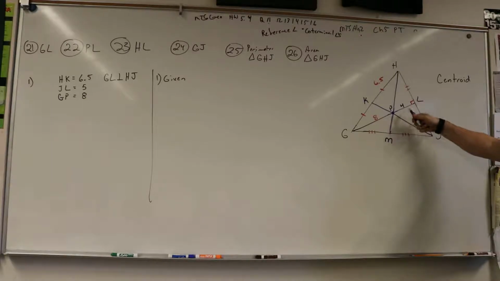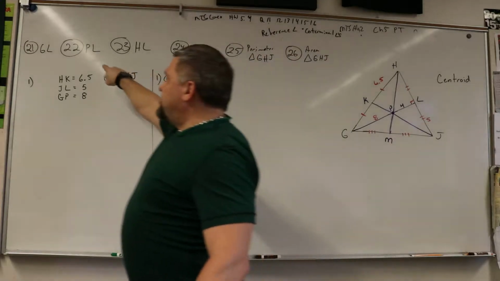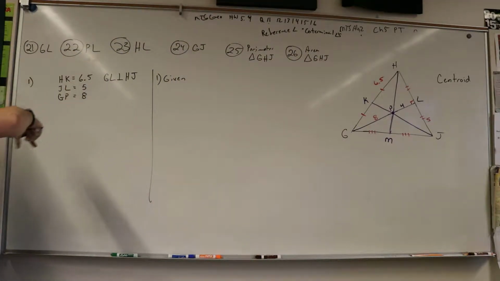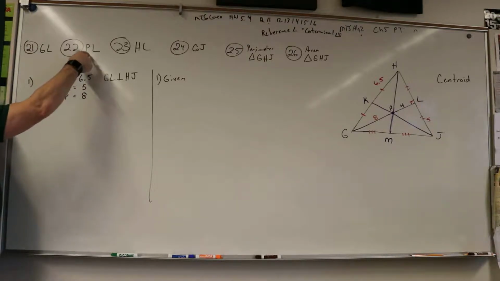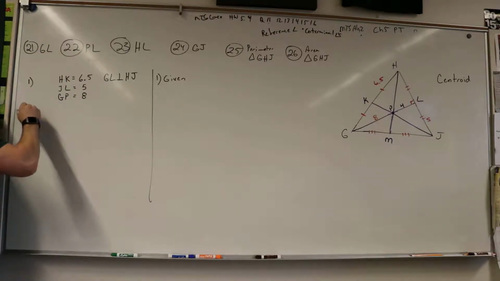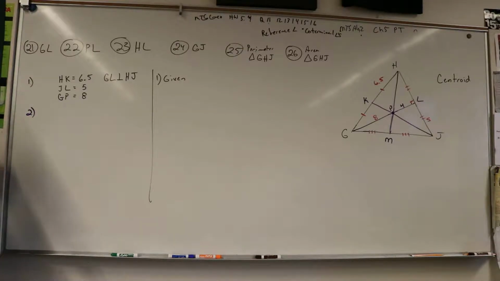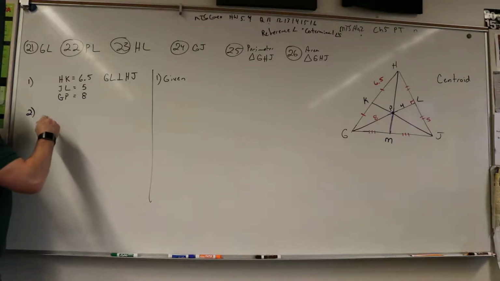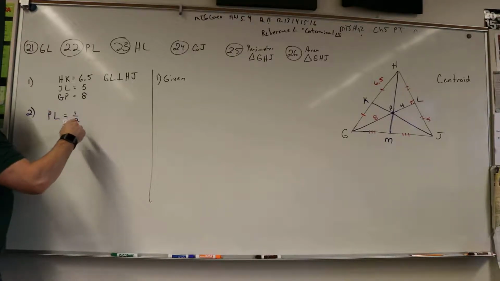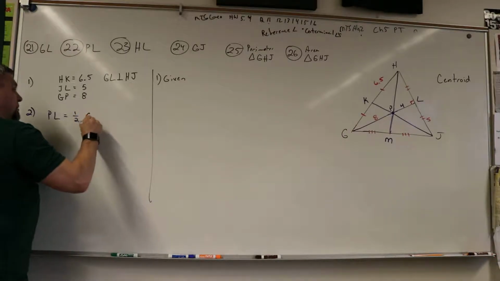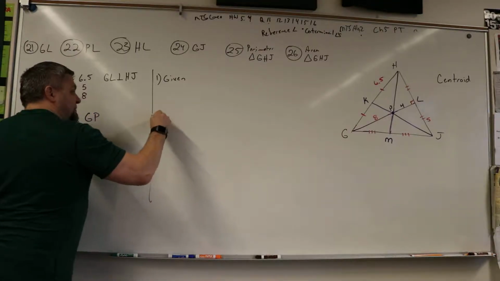So PL is 4, right? So let's do PL first, because we kind of have to know PL before we can do GL. So part 2 is basically, because it's a centroid, PL is equal to 1/2 of GP. And that's because it's a centroid.